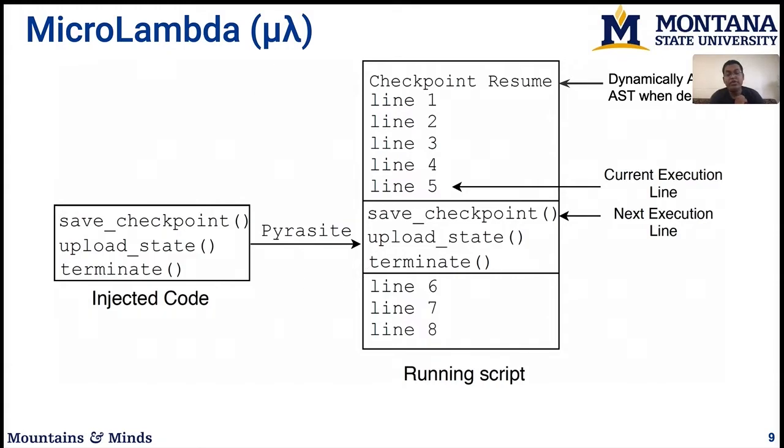Then, next time when we rerun the program, the same worker or a different worker downloads the checkpoint state. When they rerun the program, the checkpoint resume finds that we have a previous state available, loads it, jumps to line 6 and so on, and continues the execution. That's how we save and resume the states.